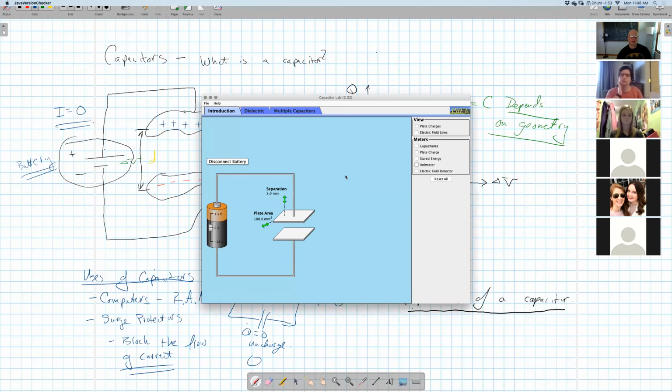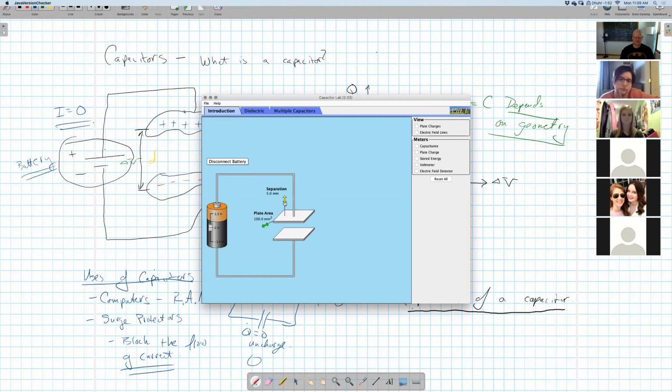In the first part of the lab, you're going to open up this simulation, which is run through Java. You'll get this through the link, and you just have to download it. So here is our capacitor, a simple parallel plate capacitor, and here you can play with a couple of things.